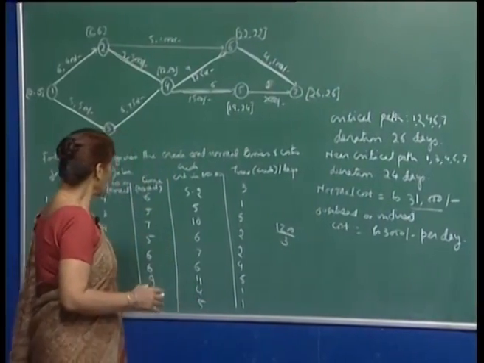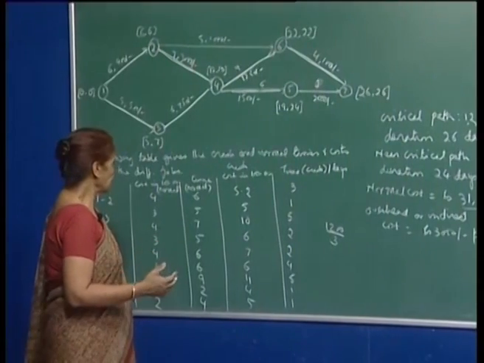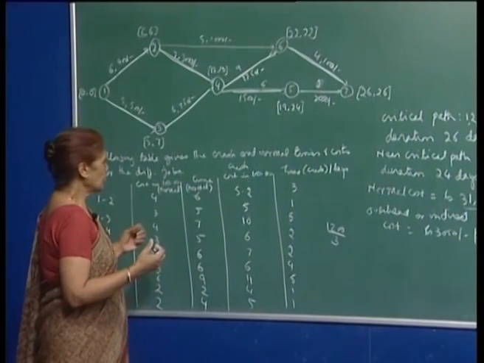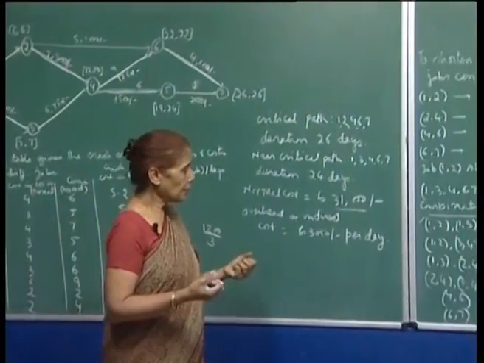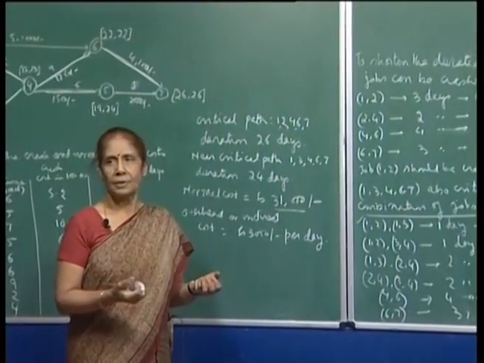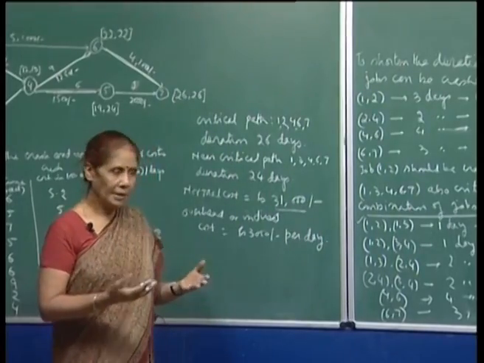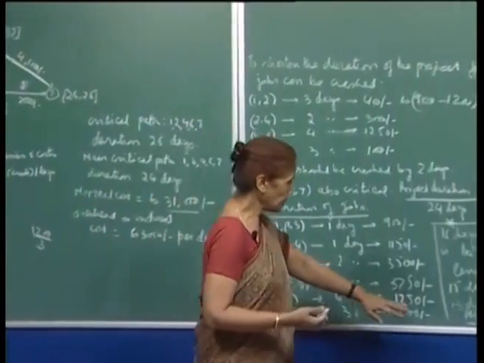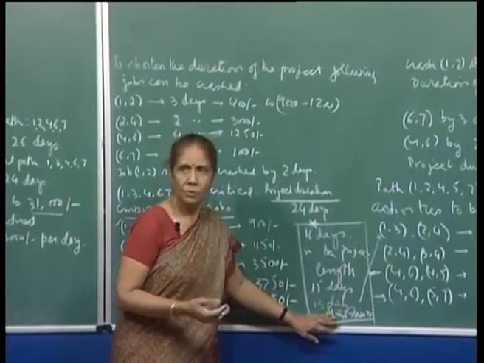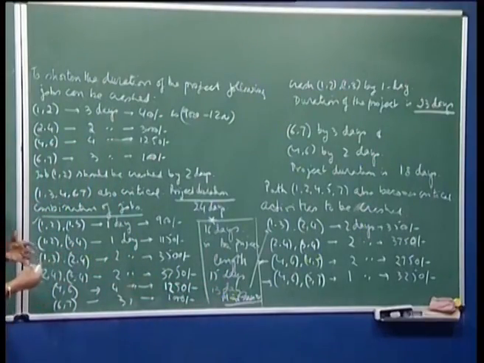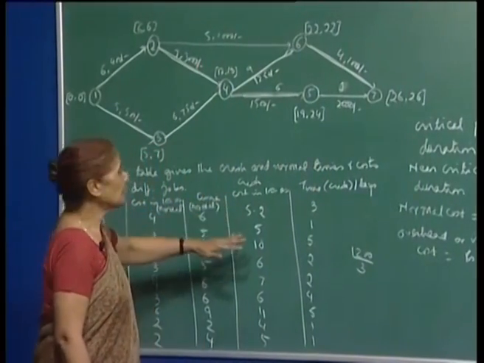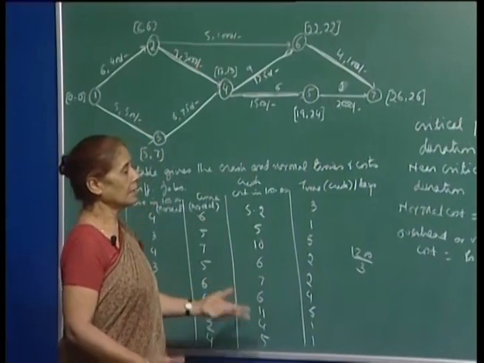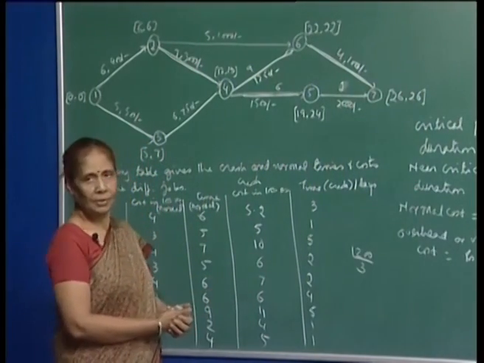So, what we want to say here is that it may not always be necessary to crash every activity to get the minimum duration. That may not be feasible, and in fact, it will not reduce the project duration beyond 13 days. So, do not say that if you want to find the minimum duration of the project, you just add up the crash duration of each activity, and say that that will be the minimum duration.